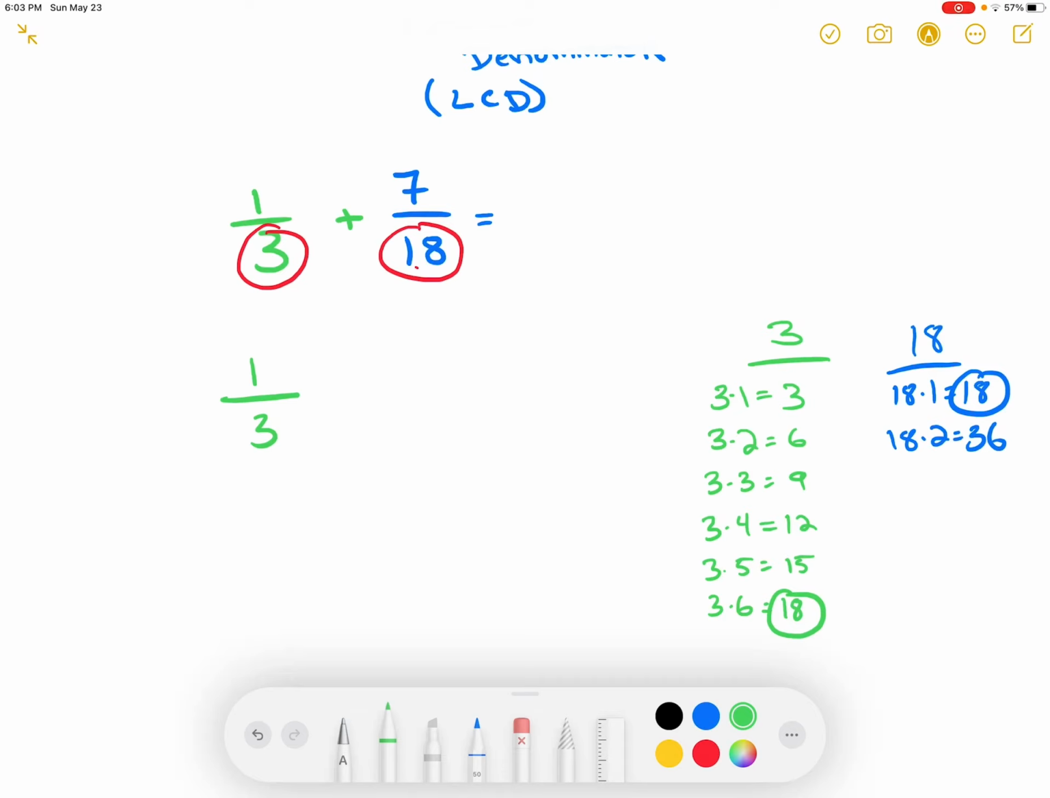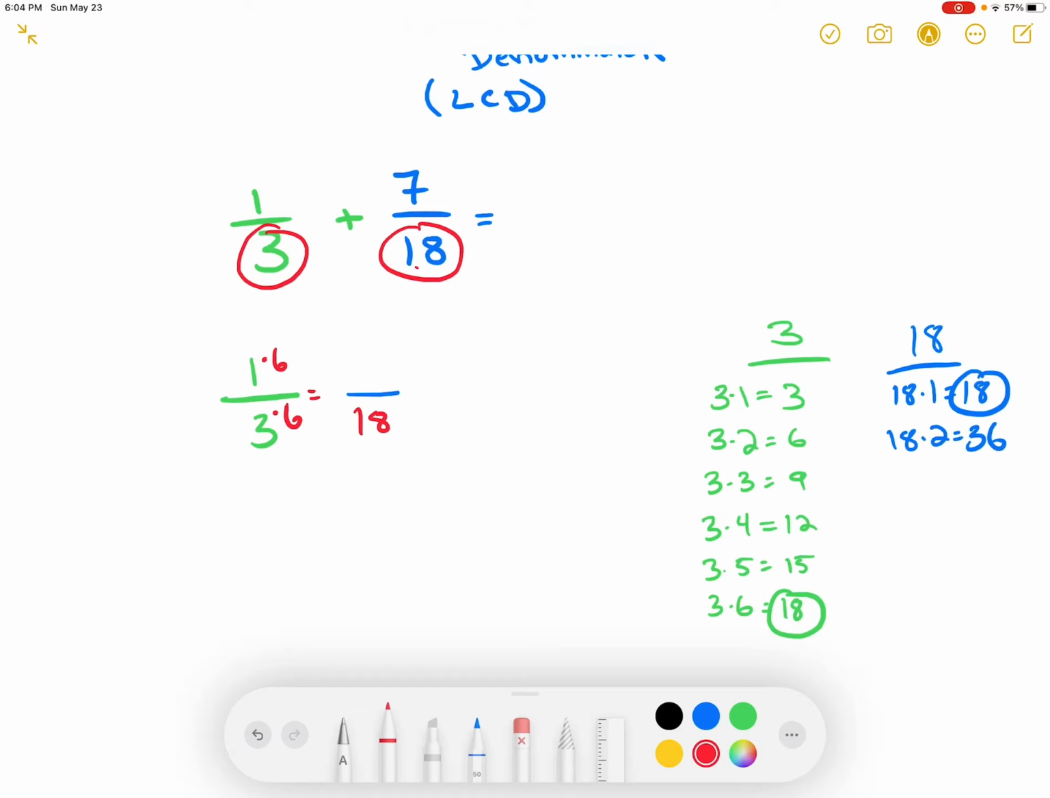So 1/3 must change to something over 18. And so what times 3 is 18? Well, it's times 6. What you do to the bottom, you must also do to the top. Let me slow down. I'm trying to change 3 into 18 so that I can have the same denominator, so that I can add. To do that, I need to find a common multiple between 3 and 18, and that's going to be 18. Then I said to myself, how can I change 3 into 18? Well, I need to multiply 3 by 6. So 3 times 6 gives you 18.